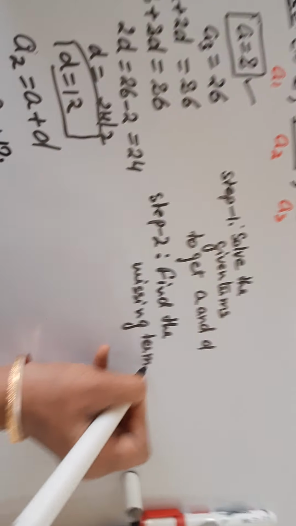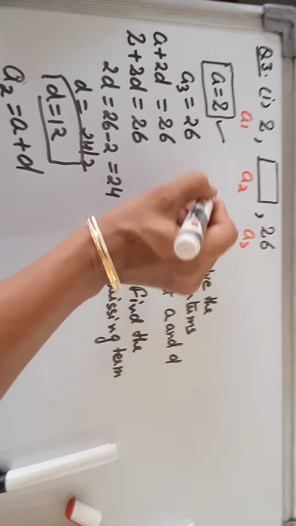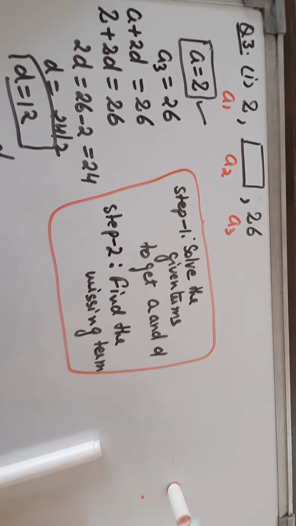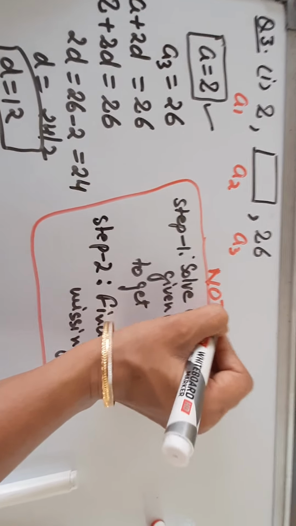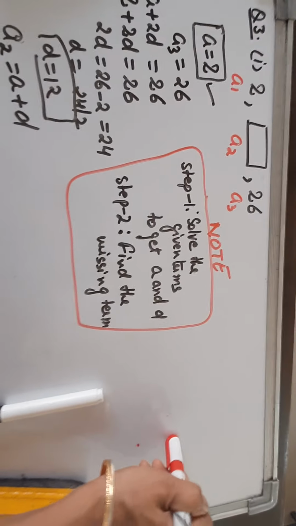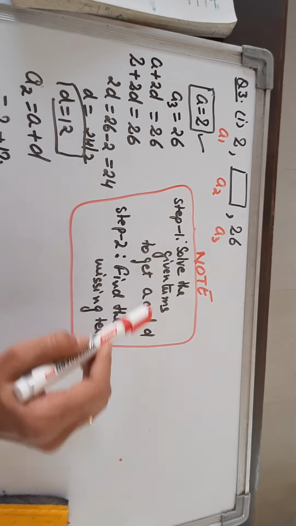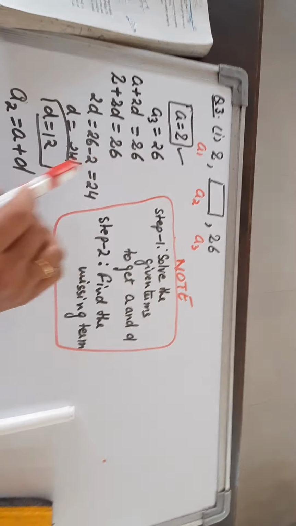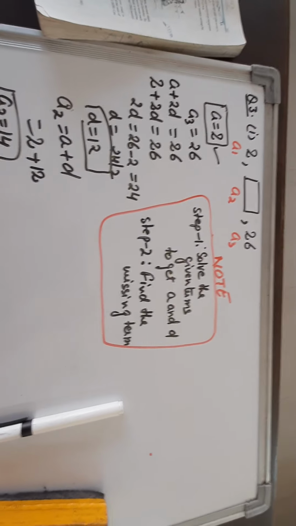ठीक है? So remember these two steps and write down these 2 points in a box in your notebook, ऊपर लिख लेंगे, note points. This is a note which you have to remember. Write down in the form of cloud. Solve the given terms to get A and D. First step करना है, solve the given terms जो given है to get A and D. Automatically you will get A and D. After that you can solve any of the missing term. So let's see the second part now.